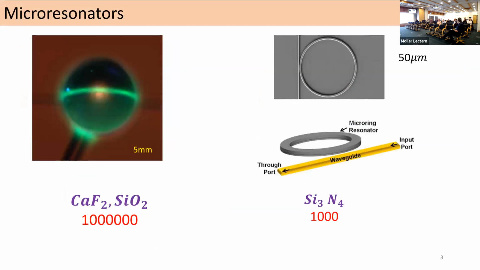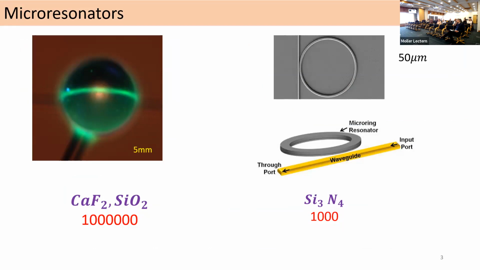So these are a couple of images of systems I'm going to talk about, two examples of microresonators. This is a glass sphere, right? And this is an optical mode, light propagating along the circumference. It's a whispering gallery type of mode that you can see here. Typical size here is 5 millimeters, right?